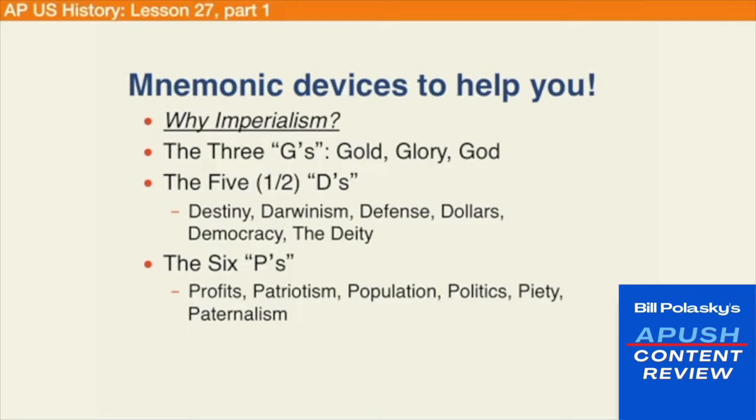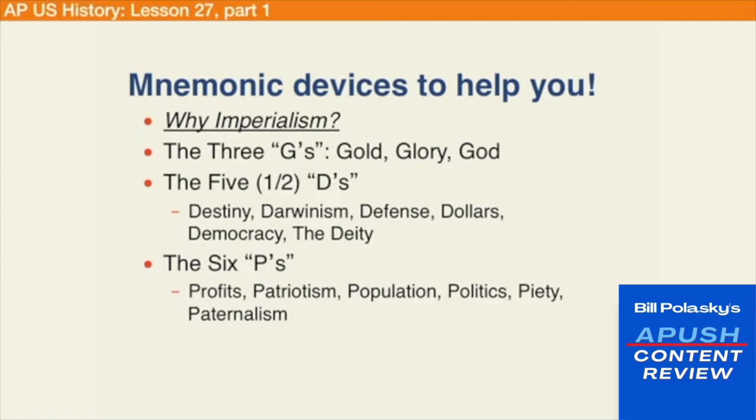But for American purposes here at the dawn of the 20th century, we're going to expand upon that and make it more specific in some ways that might help you out. What I call the 5 or 5.5 Ds, or perhaps the 6 Ps, whichever works best for you. Whether it's destiny, Darwinism, defense, dollars, democracy, and the deity, or profits, patriotism, population, politics, piety, and paternalism, whichever one works best for you. I want to walk through some of those now to talk about what I mean by them.